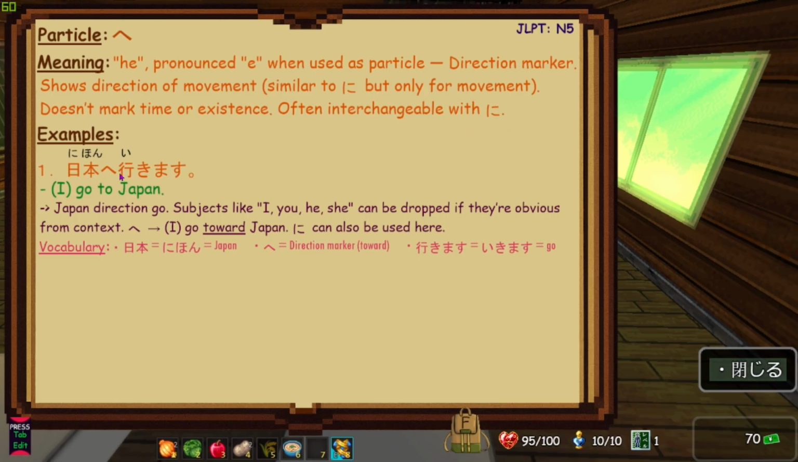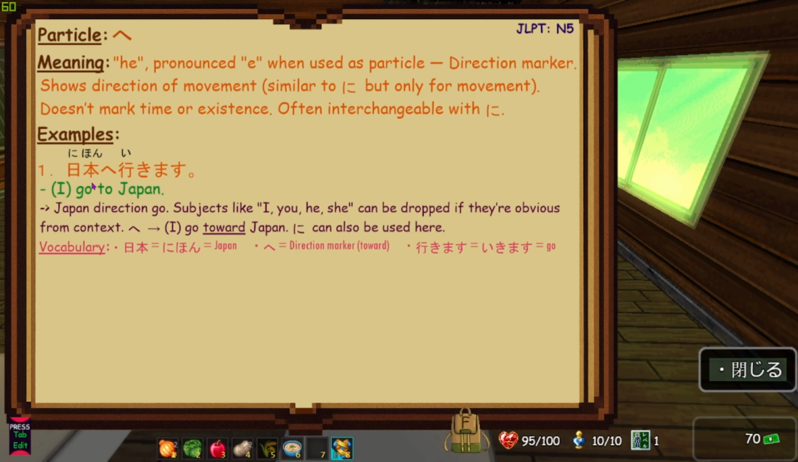Good. And the example is Nihon e ikimasu. You see this in textbooks probably a lot. I usually speak with ni. I think when it's more formal, he or e is used, or in written language. It really depends on the context, but for now we want you to get the meaning, right?